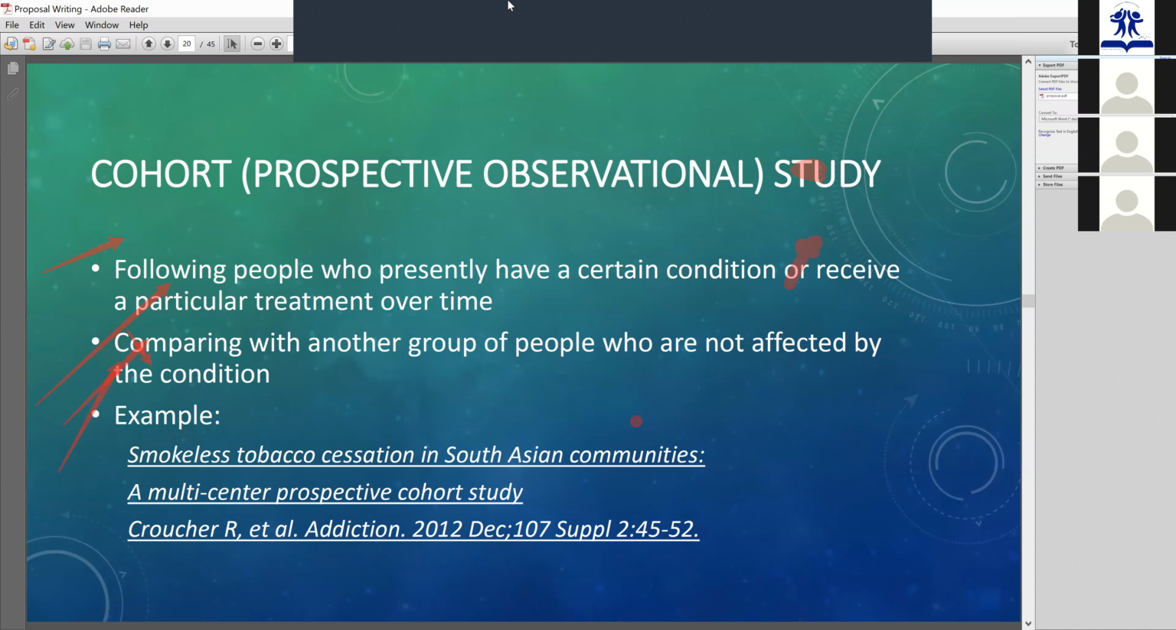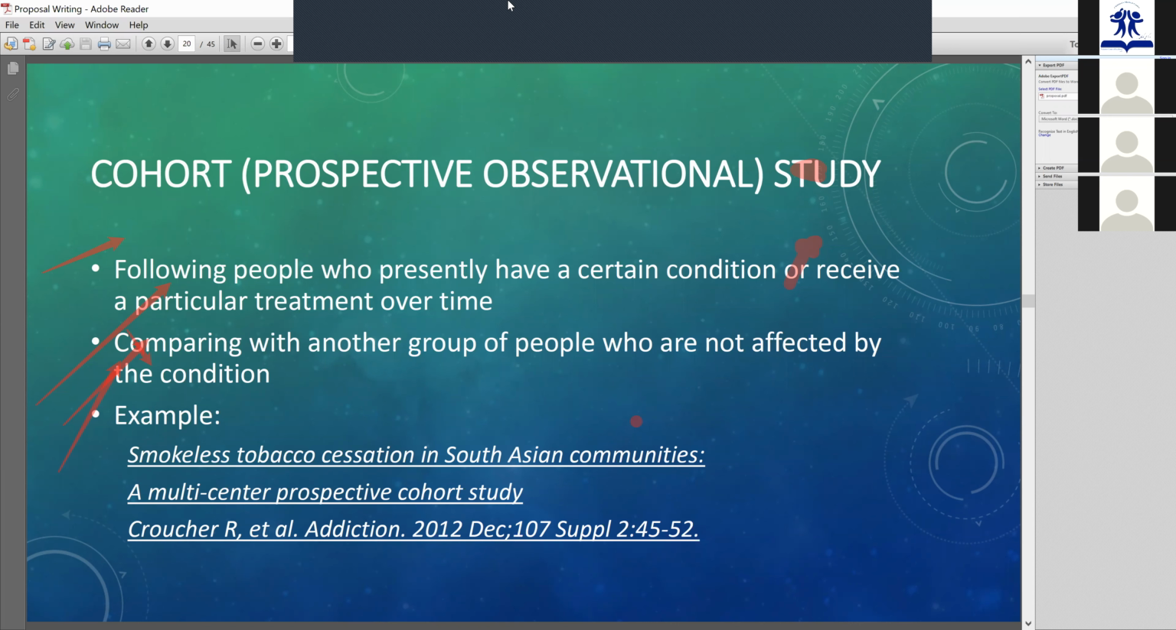So this is the cohort study. As you might see, this one is also a little hard for you MBBS students to perform because you need to follow the patients, so it will just take some time to do.